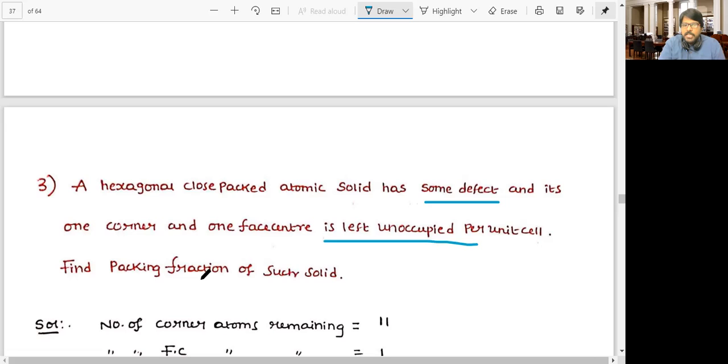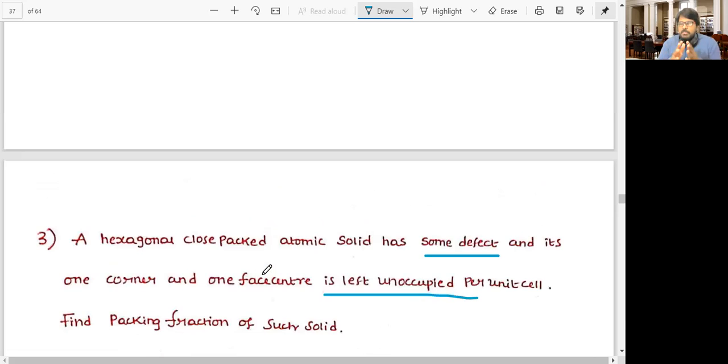That means the systematic structure of this unit must have 12 corners, 2 face centers, and 3 particles at the center of the unit cell. But due to some defect, one corner particle is missing and one face center particle is missing. Now he's asking what the packing fraction is. Don't you know packing fraction? Packing fraction is equal to volume of atoms by volume of unit cell.